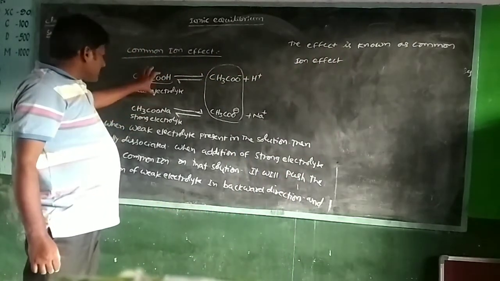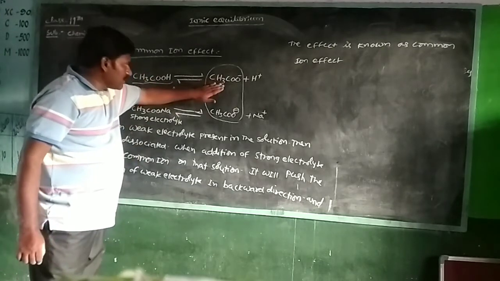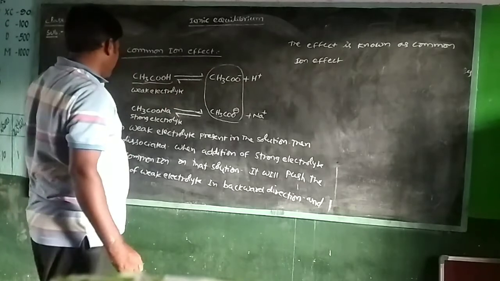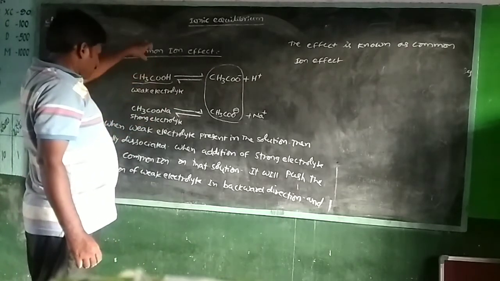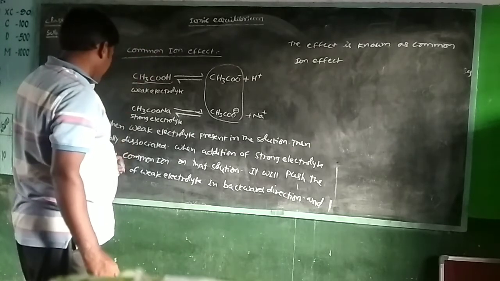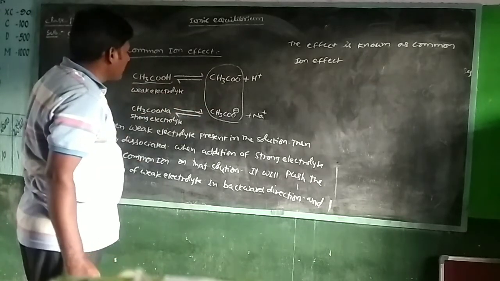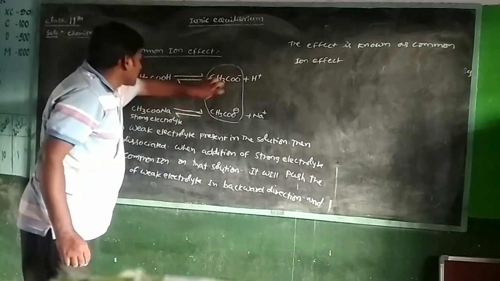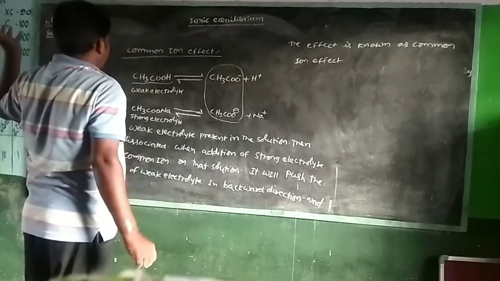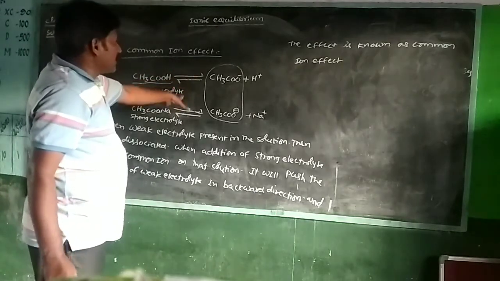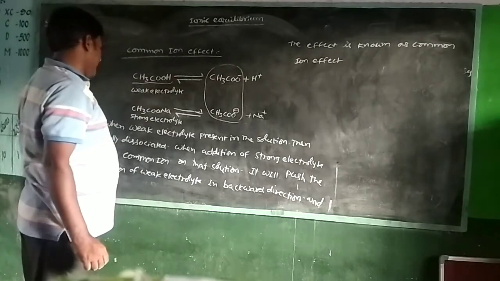The weak electrolyte acetic acid is partially dissociated into CH3COO minus and H plus ions. When a strong electrolyte having the common ion CH3COO minus is added, it will push the reaction of the weak electrolyte in the backward direction. That effect is known as the common ion effect.